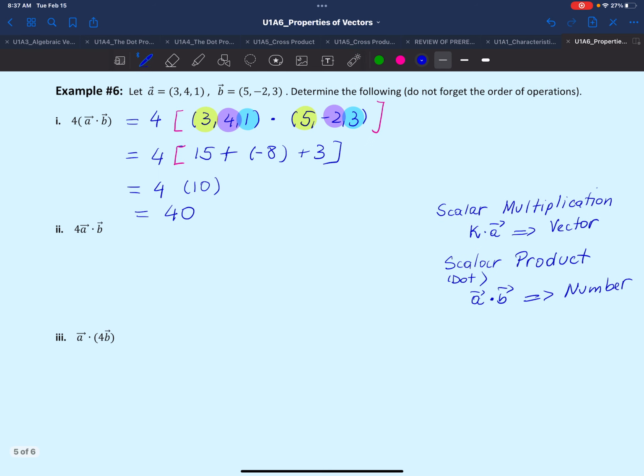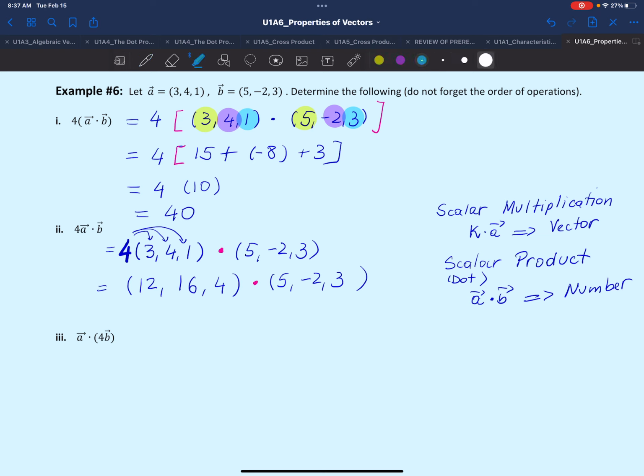So let's get started. We have 4 times vector A, 3, 4, 1, and this will dot product the vector B, which has coordinates 5, negative 2, and 3. So the scalar 4 multiplies each and every coordinate. Each and every coordinate will become 4 times bigger. So that means that we have 12, 16, and 4, which is dot producting now 5, negative 2, and 3.